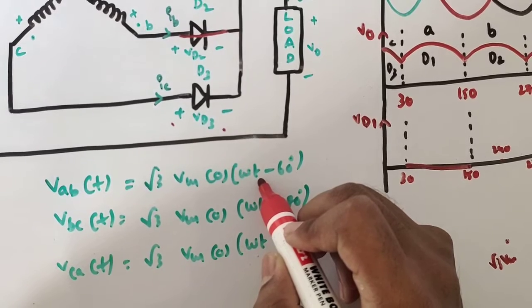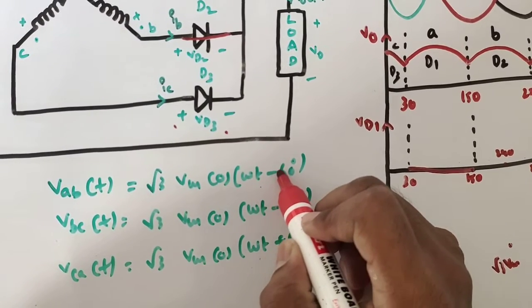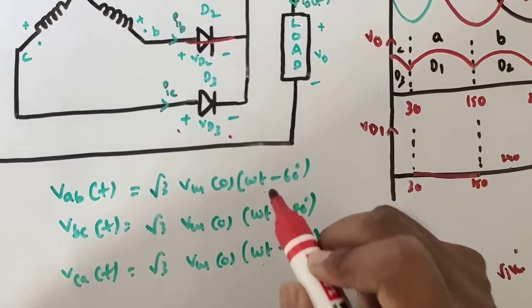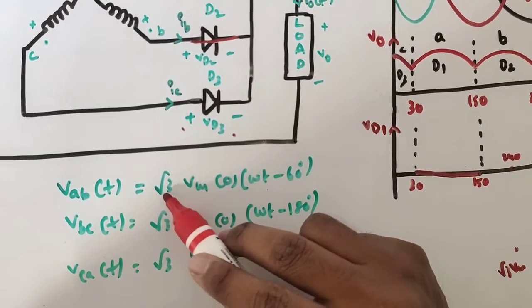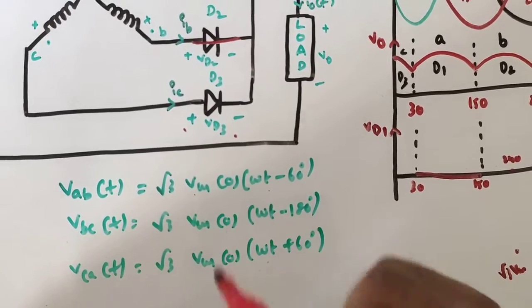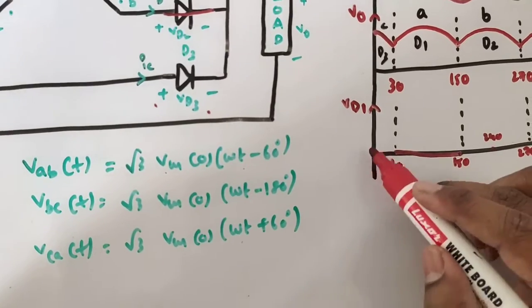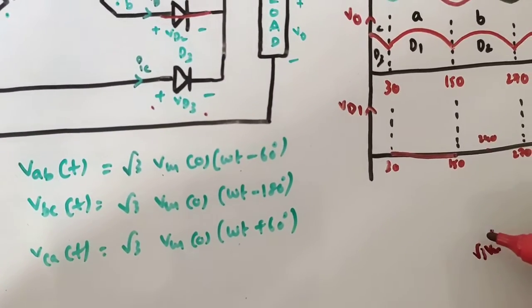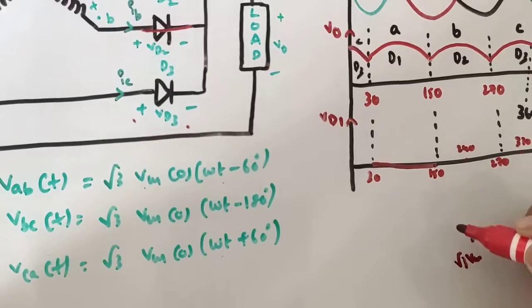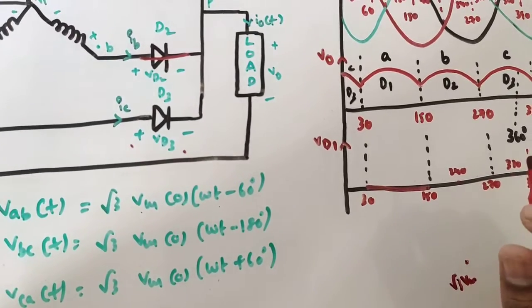Is it right? 240 minus 60, it is cos 180. So cos 180 is minus 1, so minus root 3 Vm. So VAB of t equal to minus root 3 Vm. This is on the negative axis, root 3 Vm. So I can consider we are having this particular condition. Understood?